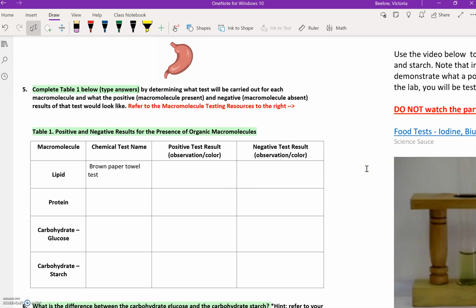That would be acceptable as an answer, or it would remain the same color. Here is where you're going to talk about the positive result, which is usually some type of a change. Maybe it's the change in, for these guys, it has to do with the change in color. But I am going to do the lipid test with you first.